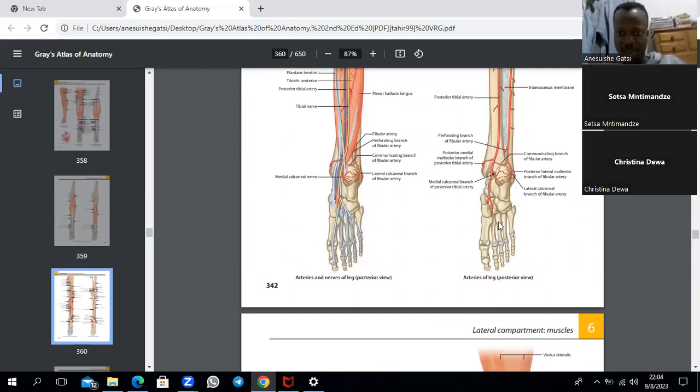Okay, the navicula is somewhere there. Right. Okay.